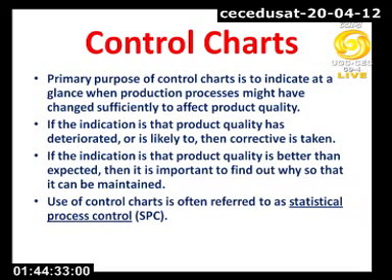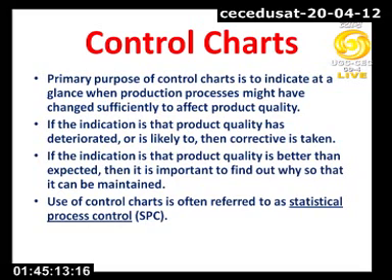Again, control charts. Primary purpose of control charts is to indicate at a glance when production processes might have changed sufficiently to affect product quality. Process is running, we should be able to know that process is running with proper specifications, and if it is not running at proper specification, we should be able to know it, and the control charts are there to tell us whether the process is running without any problem or with some problem.